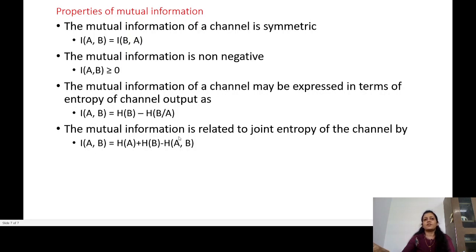Now the mutual information is related to joint entropy of the channel by this expression. Because I of A comma B, you know that H of A minus H of A by B. So if you substitute for H of A divided by B, you are going to get these two terms. Therefore I of A comma B is H of A plus H of B minus H of A comma B. That is the expression for mutual information.